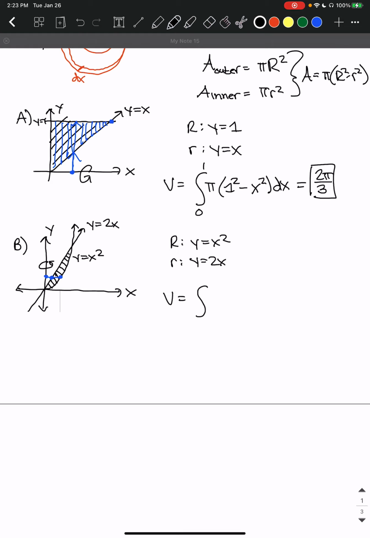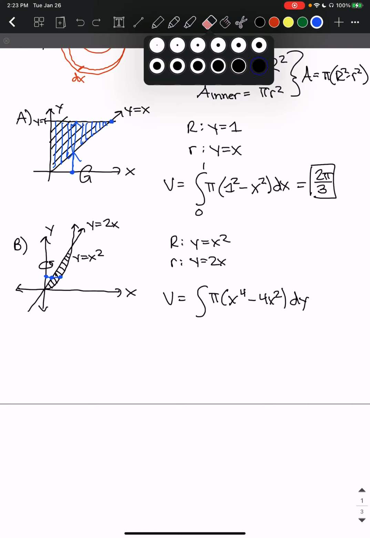We have the integral from pi of x squared squared. So I get x to the fourth minus 4x squared. But I run into a problem here. This is what you need to be careful of. I'm integrating with respect to y. So what I'm doing is this little washer here around this axis. If I want to draw the next one, I move up a little bit and draw the next one. And I move up again and draw the next one.